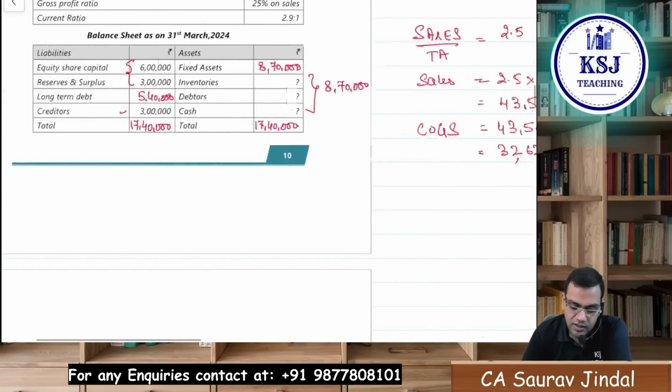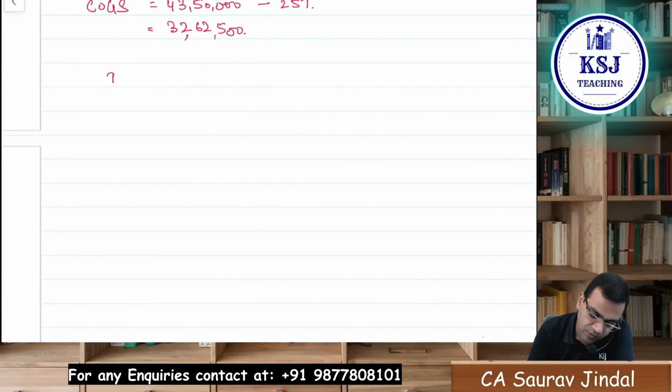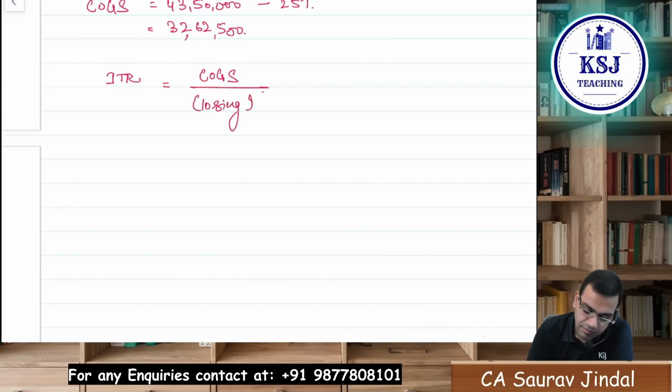Absolutely correct, sir. Now the inventory turnover ratio is given, that is 7.5 times. So what is ITR? Inventory turnover ratio is equal to COGS divided by either the average inventory or the closing inventory. Here opening inventory we do not have, so we will take the closing inventory. Please remember, we can take average inventory if we have both opening and closing balances, or we can take only closing balances. So COGS is given, 32,62,500 divided by closing inventory is equal to 7.5.